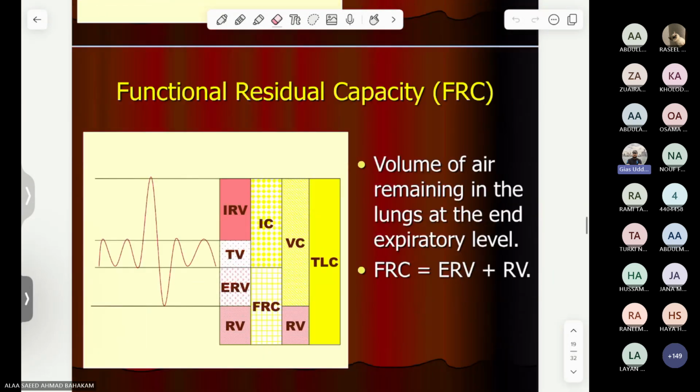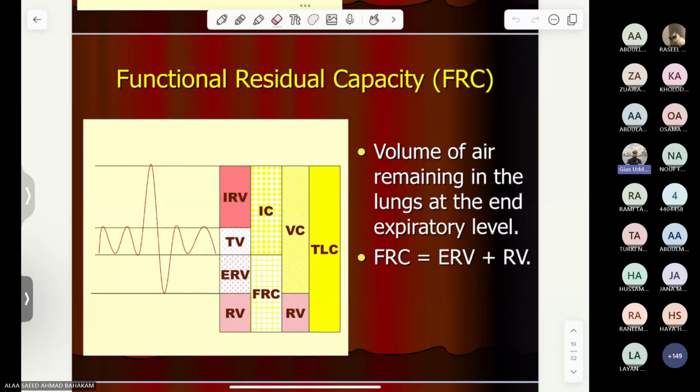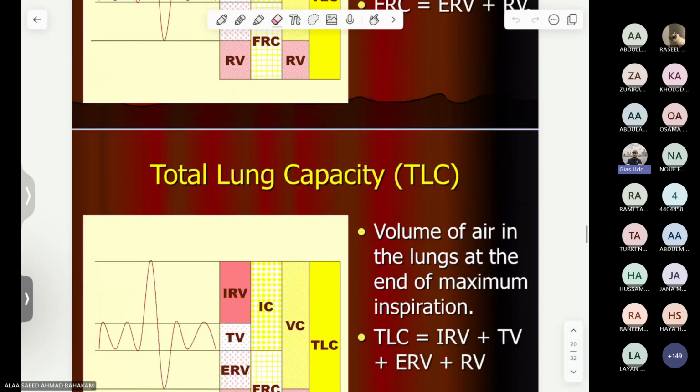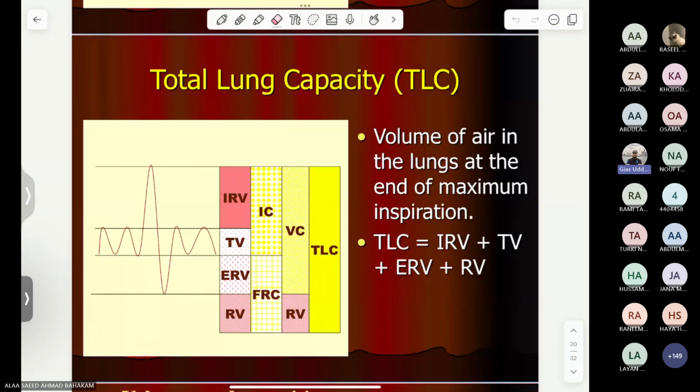Okay. Next one, functional residual capacity, FRC. What is FRC? The volume of air remaining in the lung at the end of the expiratory level. So ERV plus RV is the FRC. And the last one is our total lung capacity, the volume of air in the lung at the end of maximum inspiration.